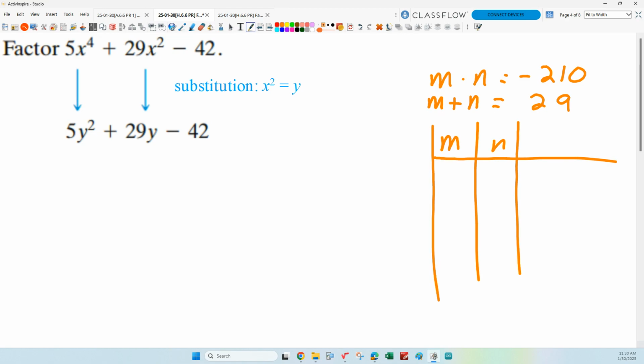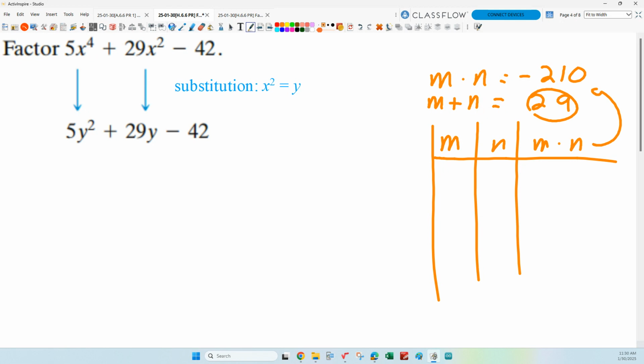So we'll find pairs of numbers that add to 29, but then we'll make sure that we identify some that multiply to negative 210 if they exist. So I'll get you started. What's bigger, the positive or the negative? Obviously, we have to have one of each, right, because they multiply to a negative.